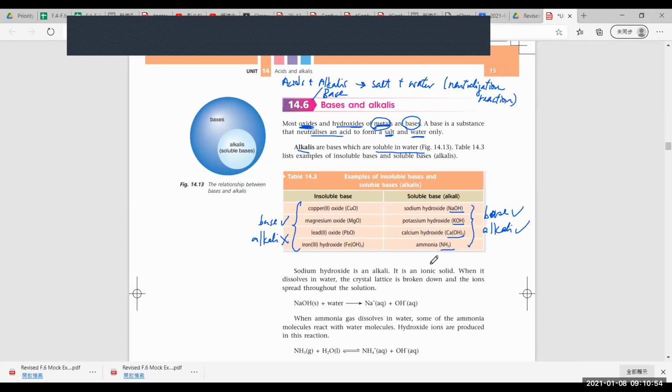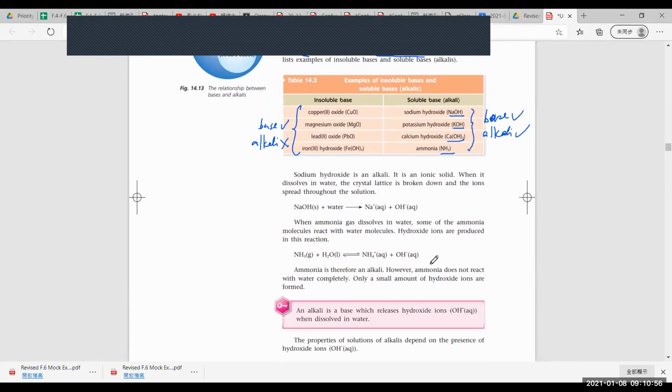This is what I would like to remind all of you. Sodium hydroxide, which we call an alkali, is an ionic compound. Once it dissolves in water, the crystal lattice will be broken down, so the ions will become mobile, and we call this dissociation. All of you please mark it down.